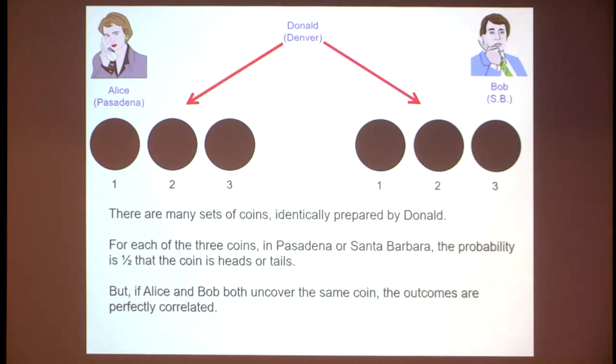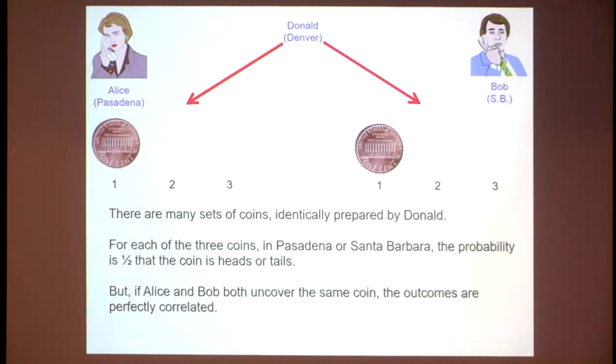Because when Alice and Bob both uncover the same coin, they always see the same thing. So, for example, in this case, Alice uncovered coin number 1 in Pasadena. Bob uncovered the same coin in Santa Barbara. And they could have seen heads or tails. The probability of each is 1/2. But in fact, they both saw tails.